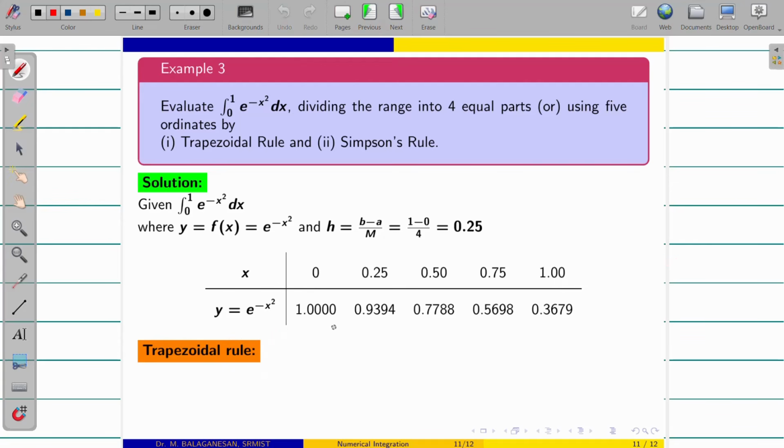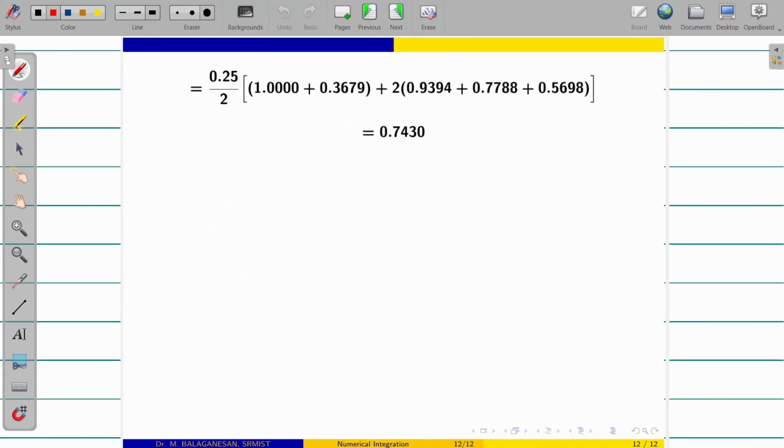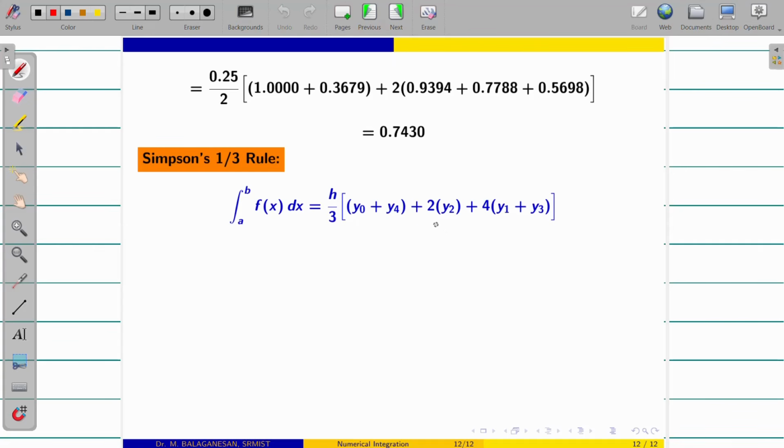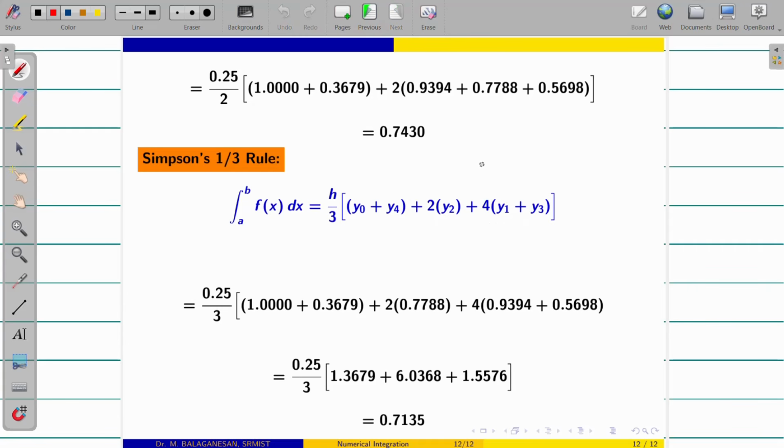For the trapezoidal rule and Simpson method, they asked to use y0, y1, y2, y3, y4. It is ending with an even value, y4, so the Simpson method is applicable. Trapezoidal is applicable for everything. Apply the formula. Trapezoidal rule: h by 2 into first value plus last value, plus 2 into the remaining values. We get the answer 0.7430. Simpson one-third rule: first value, last value, twice the even values, 4 times the odd values. Substituting the values, we get the answer 0.7135.